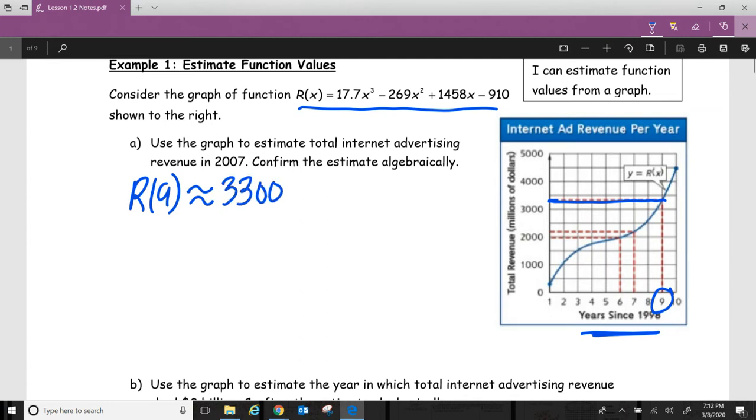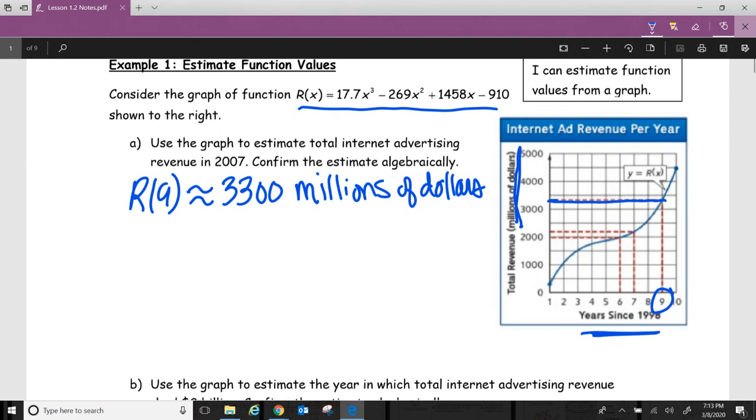Now, as we go into calculus, it's going to become extremely important to make sure we put on our units. If we're given units in a problem, we need to have units in our answers. So approximately 3,300 what? Well, our unit here is millions of dollars. So 3,300 millions of dollars.